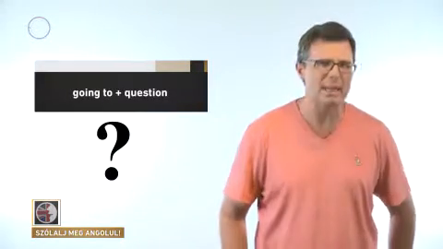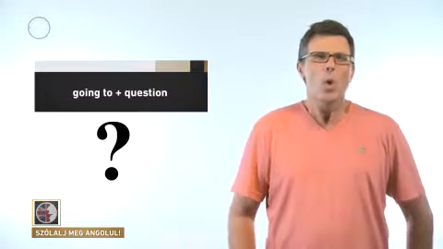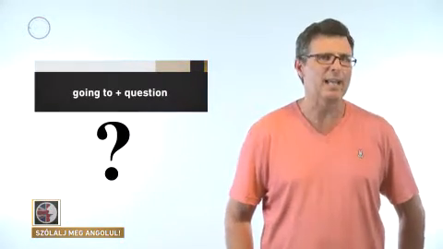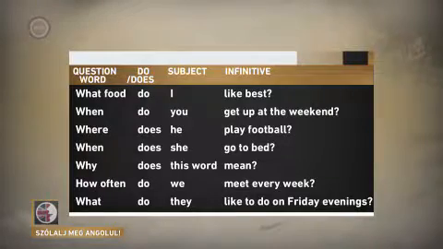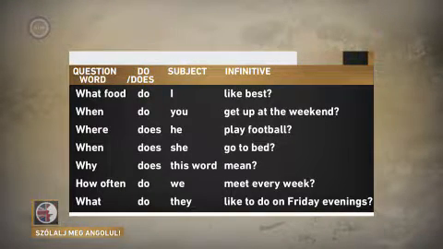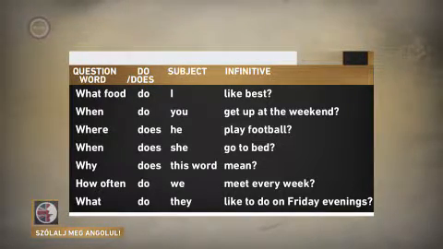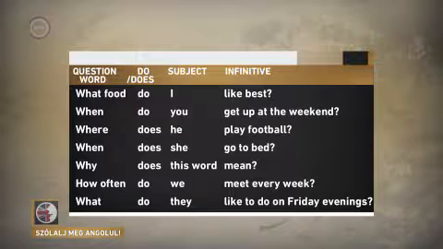We're going to have a look at the question form. Easy peasy. Okay, what happens when we make a question in English? What do we have to change? That's right, my friends. We have to change the word order around and add a question mark to show it's a question, don't we? Think about when we made questions with the present simple version of the verb to be. I am changes to am I.